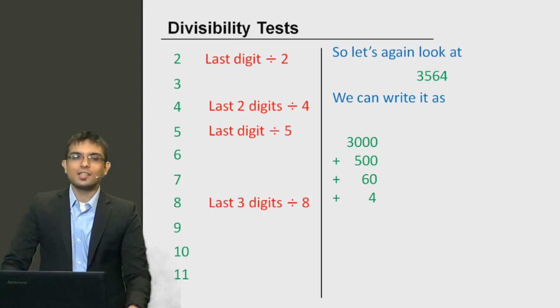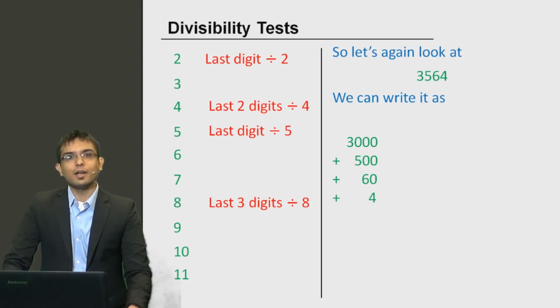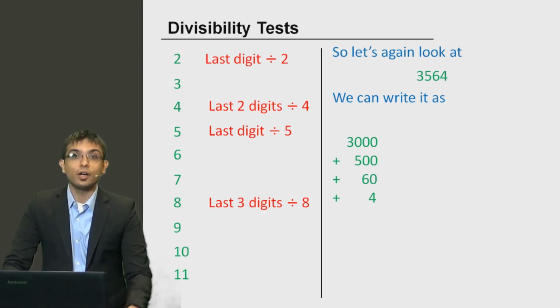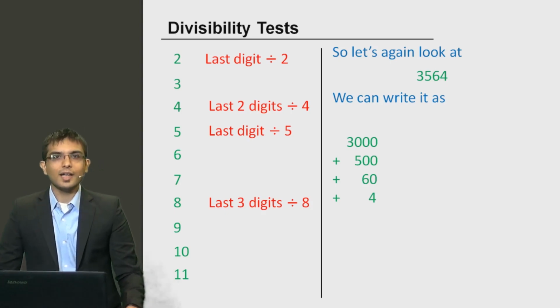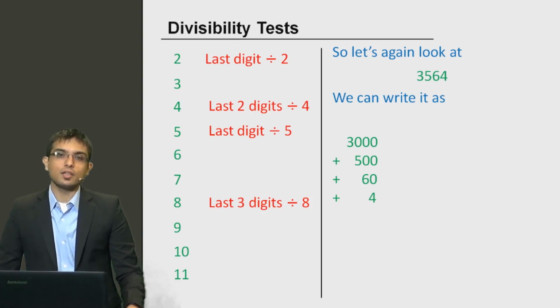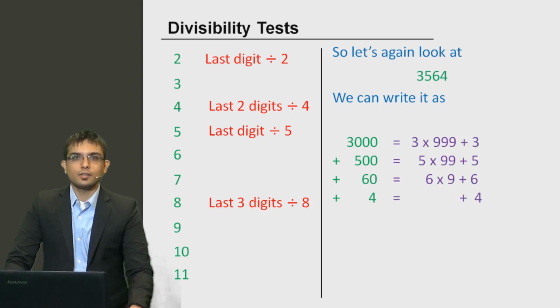Now let's understand carefully. 3000 is actually 1000 times 3. Now 1000 times 3 can be written as 999 times 3 plus 3. Of course, 500 is actually 100 times 5. 100 times 5 can be written as 99 times 5 plus 1 times 5. 60 is actually 10 times 6. It can be written as 9 times 6 plus 6. So that's how I can write down this entire number like this.